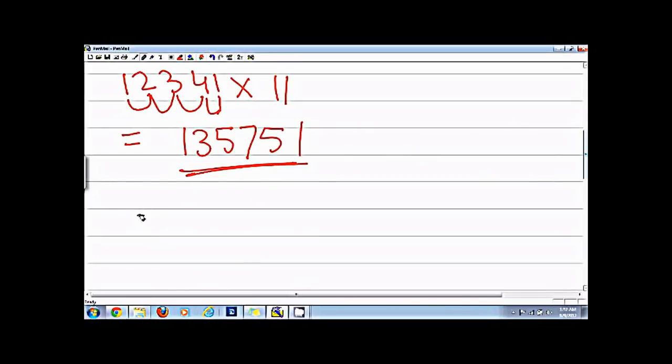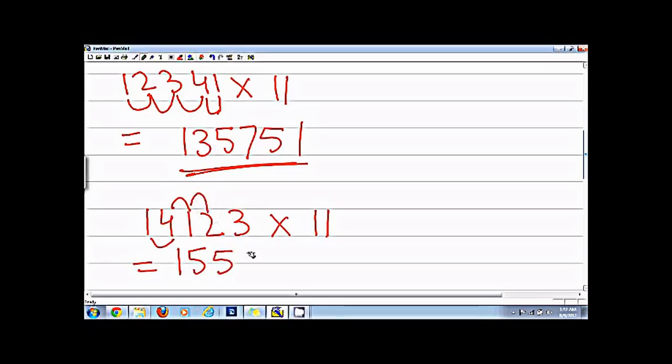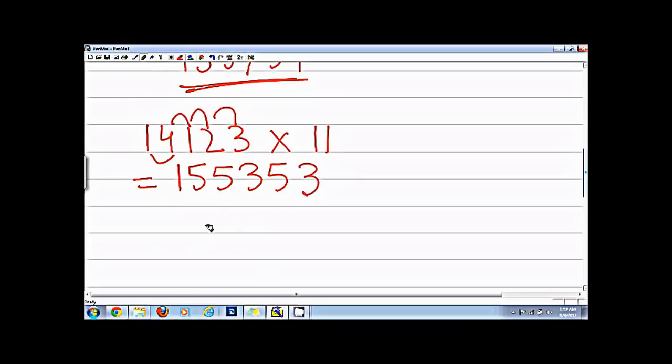Another example will be 14123. If you multiply it by 11, the answer begins with 1, then 4 and 1 is 5, 1 and 2 is 3, 2 and 3 is 5, and then we have 3 in the end. So the answer is 155353. This method is a quick way.